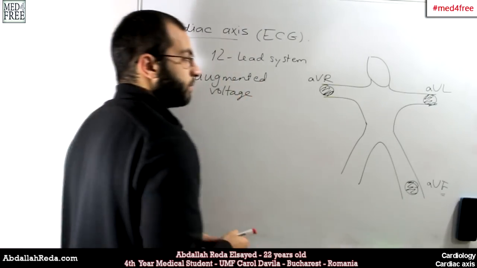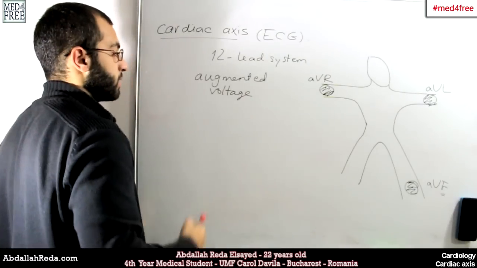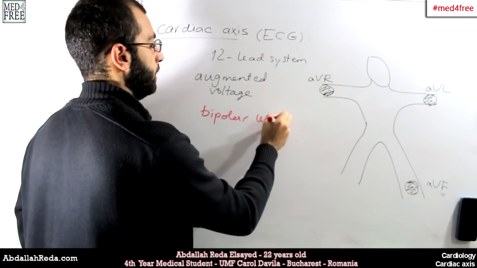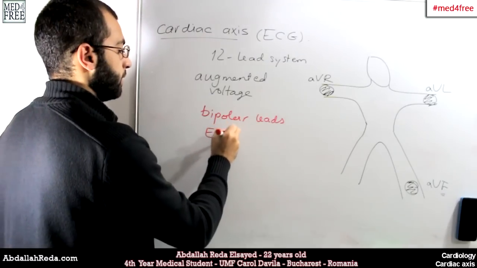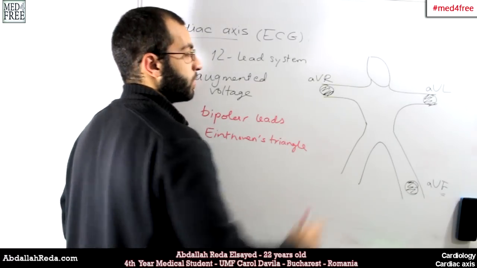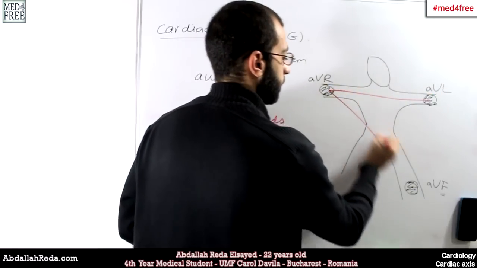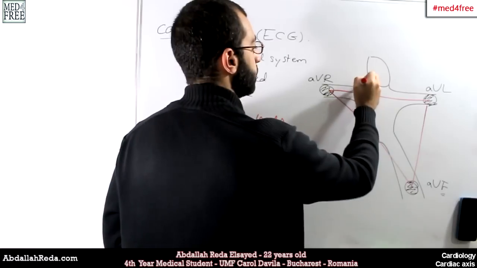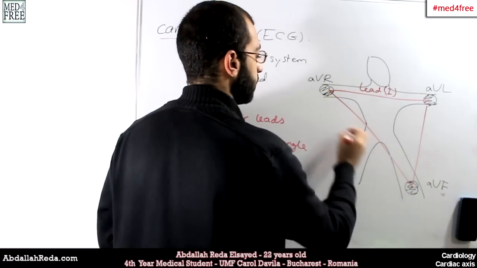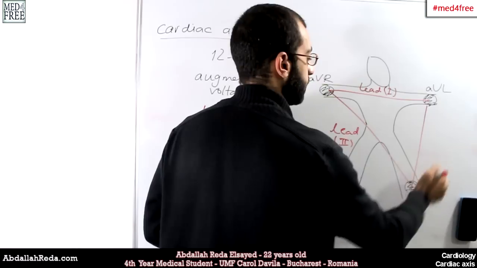And those 3 augmented voltage leads led to the presence of the virtual bipolar leads that form Einthoven's triangle. So they are the leads that connect between the 3 augmented voltage leads. Like that. We have lead 1 between AVR and AVL, lead 2 between AVR and AVF, and lead 3 between AVL and AVF.